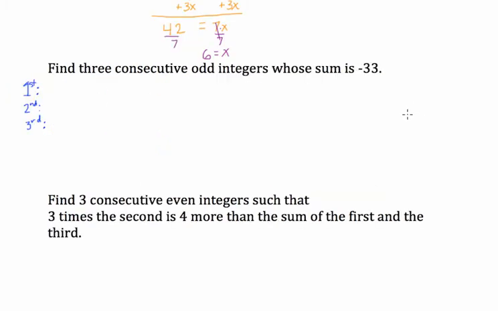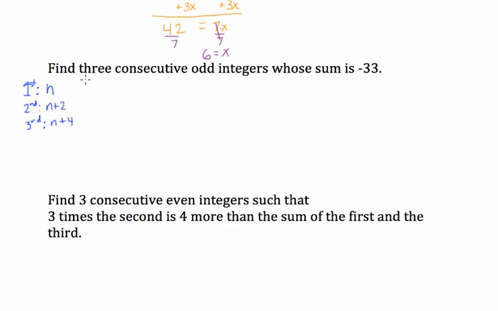Find 3 consecutive odd integers whose sum is 33. The first thing we have to do is name each of our integers. Just like I talked about earlier in the lesson, name the first one n. So then since they're odd, they're going to be separated by 2 units. So if the first one's n, then the second one will be n plus 2, and the third one will be n plus 4. It's just like I talked about earlier in the lesson.